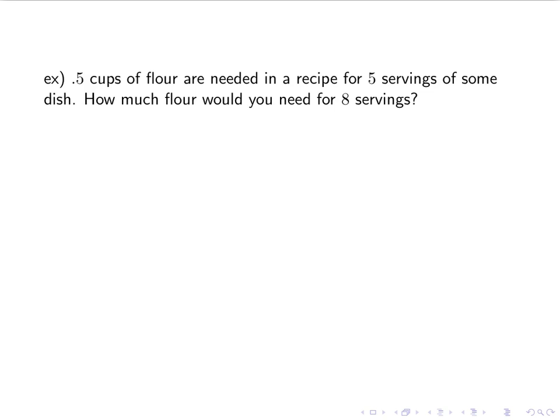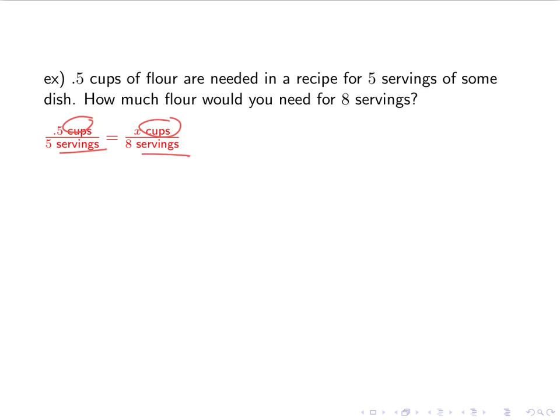And the thing to remember when setting up your equation is that things actually have to be equal. And that includes your units. So if I'm setting it up, I'm comparing my first sentence, the 0.5 cups, to the 5 servings. And then my other equation also has to be cups over servings. So I'm looking for the cups, so I'm going to call that x. So 0.5 over 5 equals x over 8. Make sure your units match up. Cups and cups, servings and servings.